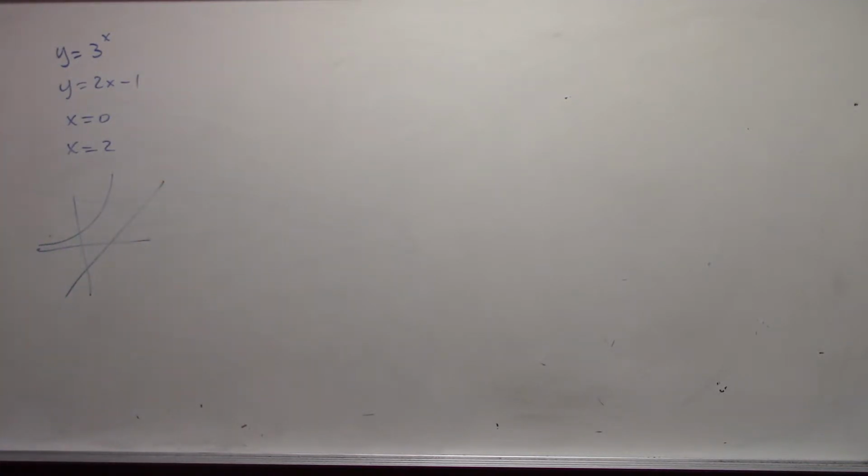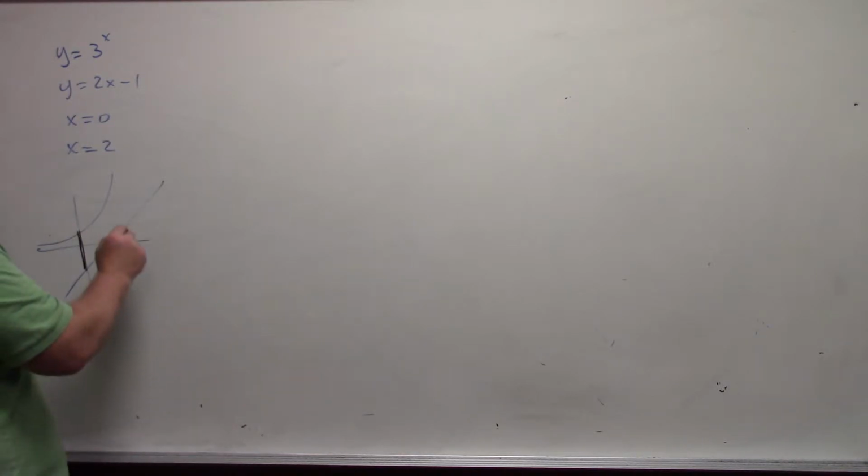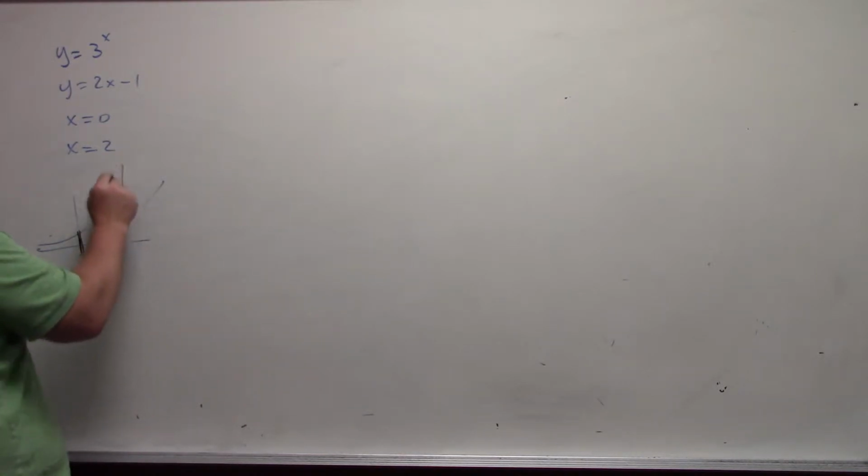y equals 2x minus 1. Y-intercept is -1. Slope is 2. x equals 0 is the y-axis. x equals 2 is over here somewhere.